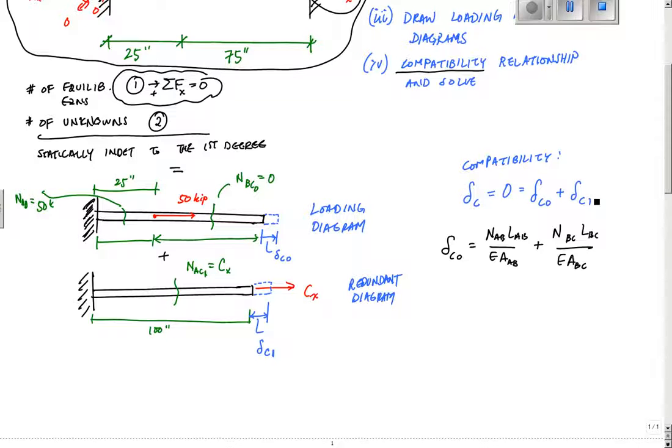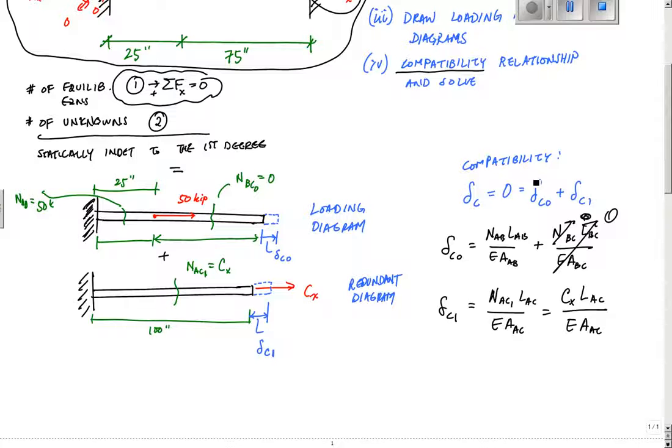Okay, so you have to have some understanding of this already for this video to make sense. And this is 0 here. So obviously this whole term goes to 0. And then here for delta C1, because I have only one internal force, no changes going on, no loading in between, I have here NAC1 LAC over EAAC, which is, because NAC1 is CX, CX LAC over EAAC right here, okay?